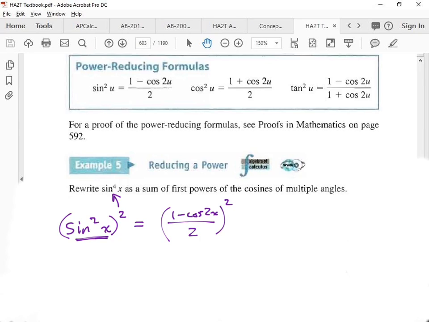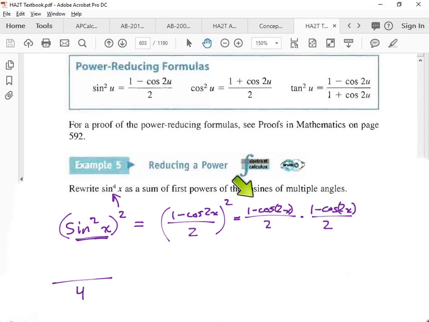Can you guys square that? Yeah. Okay, so I'm going to write it all out because I'm teaching it, and I want you guys to see it all. Times 1 minus cosine 2x. Oh, dang. Okay, so we got to do some distribution action. Yeah? Okay, so on the bottom we got 4.